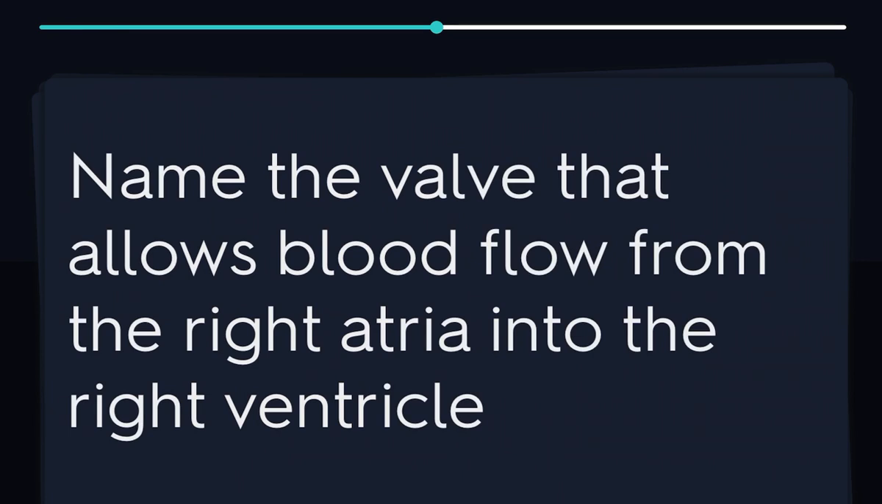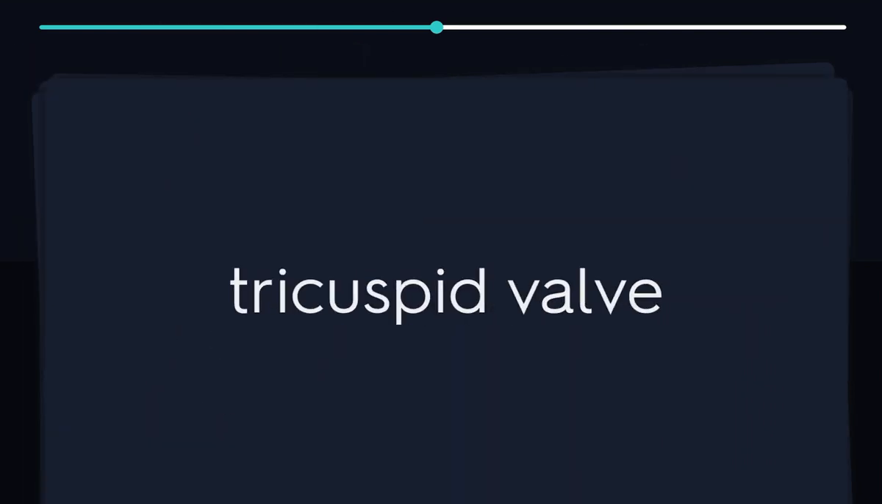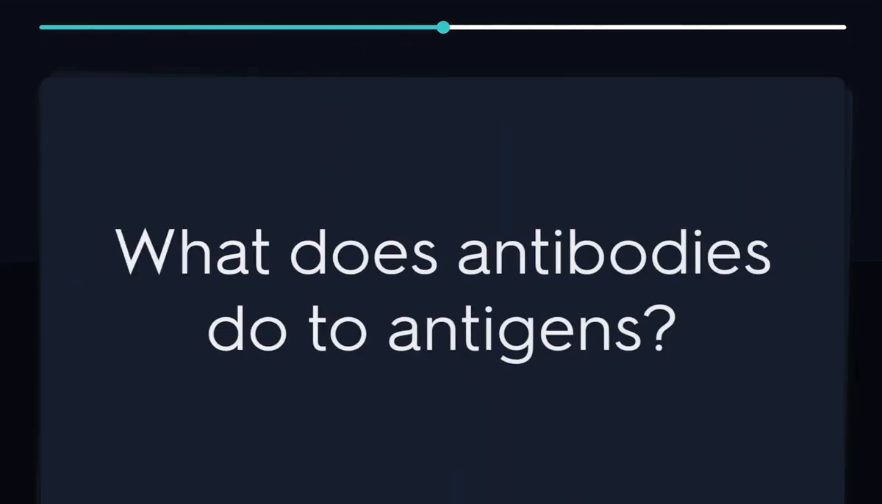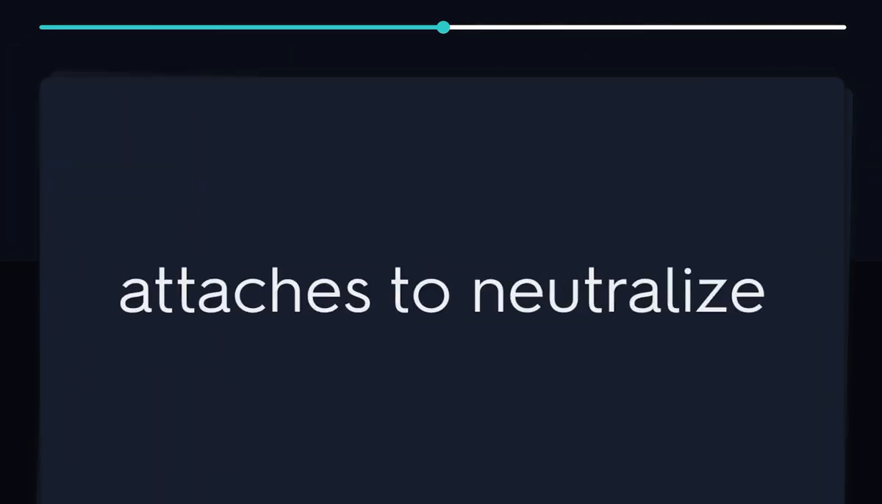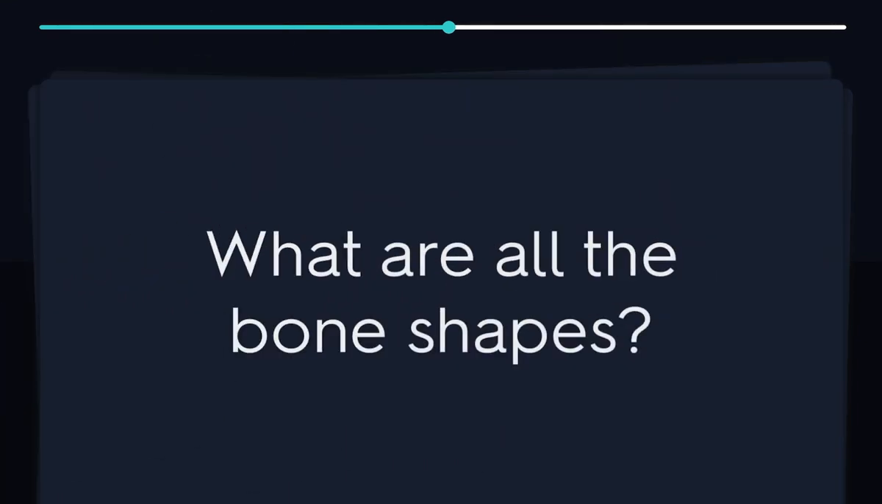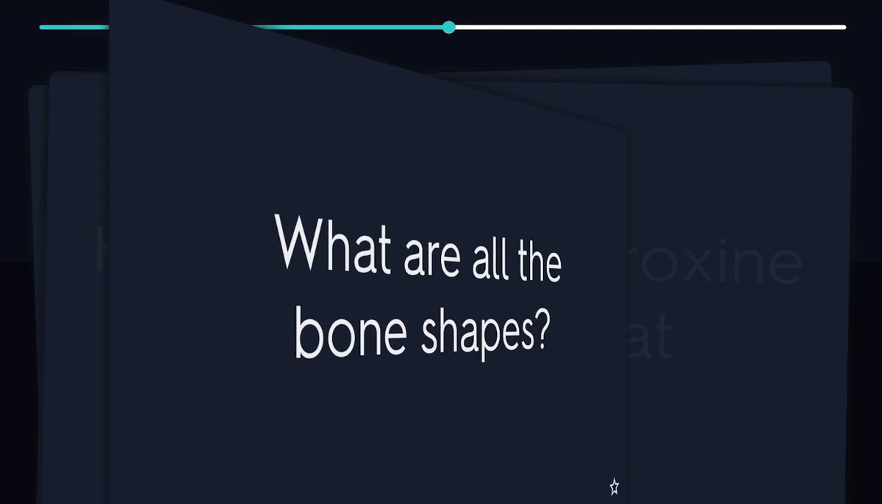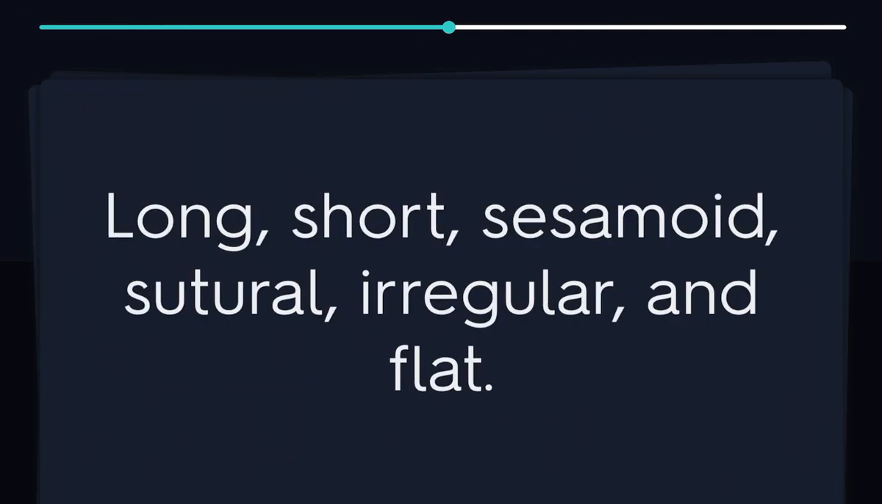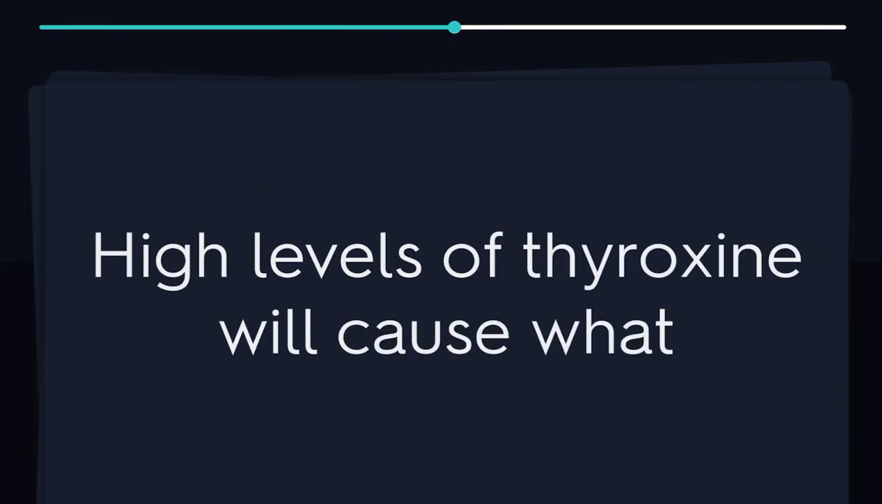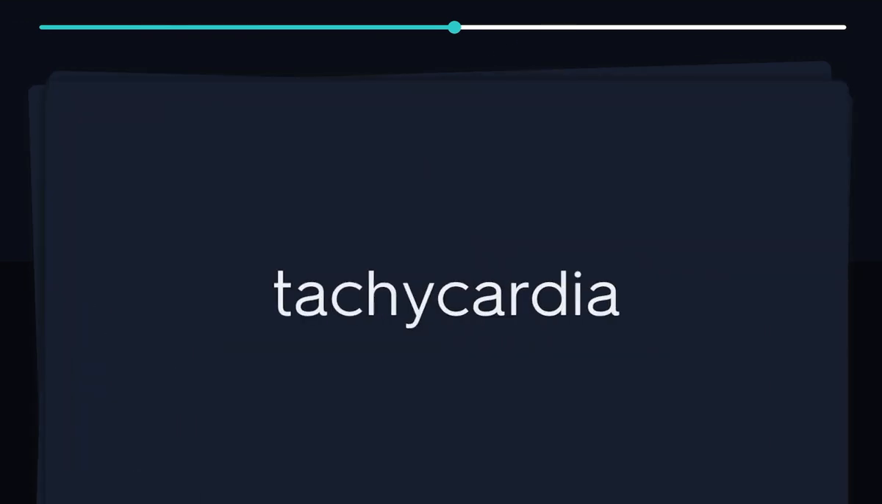Name the valve that allows blood flow from the right atrium into the right ventricle. Tricuspid valve. What do antibodies do to antigens? Attaches to neutralize. What are all the bone shapes? Long, short, sesamoid, sutural, irregular, and flat. High levels of thyroxine will cause what? Tachycardia.